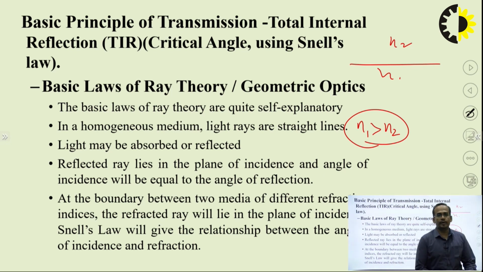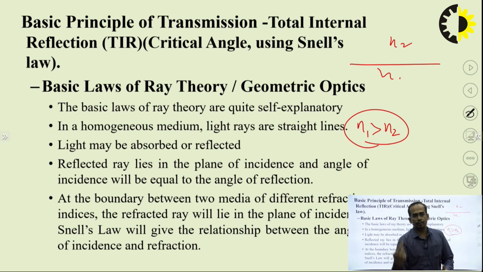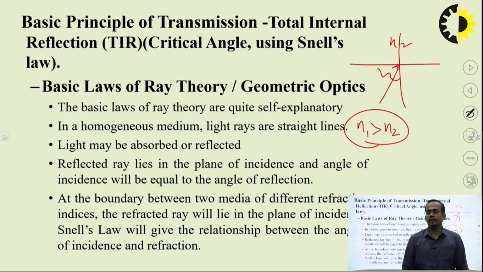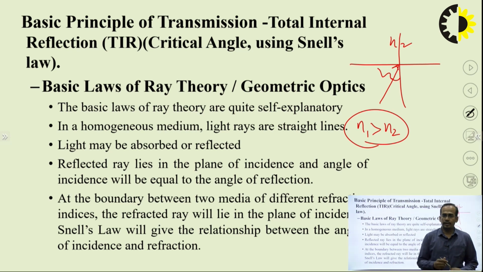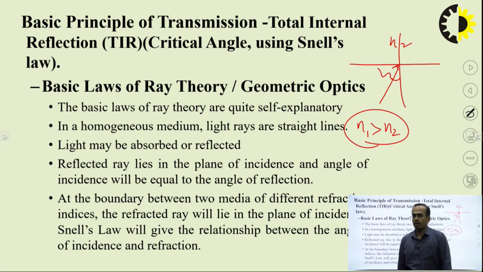It means that if we are moving from medium 1 to medium 2, we are moving from denser to rarer medium. So, if I make a light incident on this plane at some angle to the normal, then what will happen? If this light propagates into the other medium, it will move away from the normal, because the light is moving from denser medium to rarer medium.